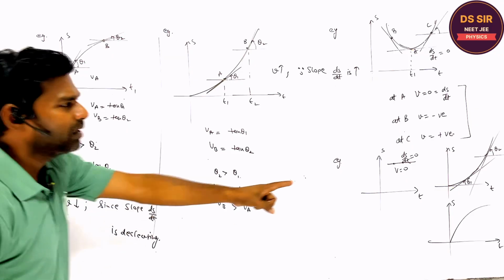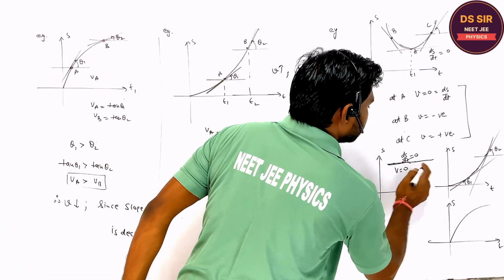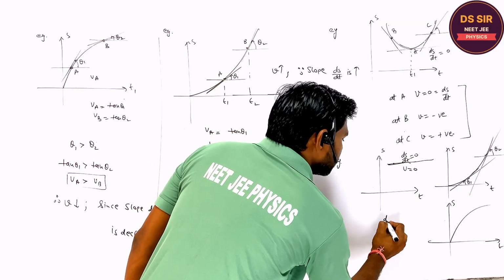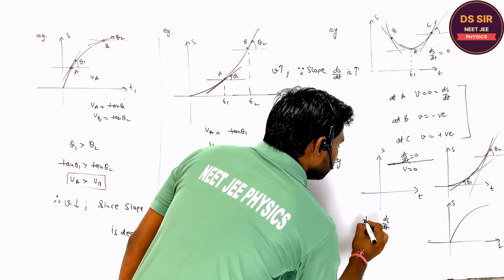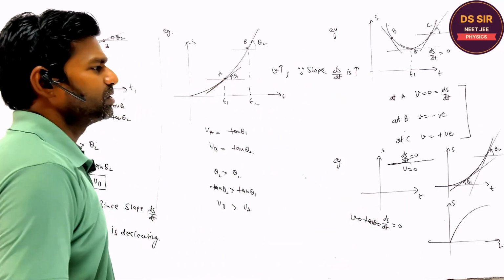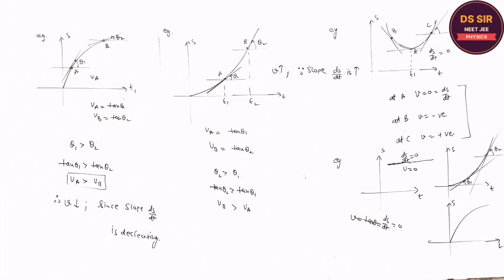You tell. Here the slope remains constant, therefore velocity is 0. The ds upon dt, which is nothing but equal to tan theta, is equal to 0. So therefore velocity in this case is 0. Copy this.